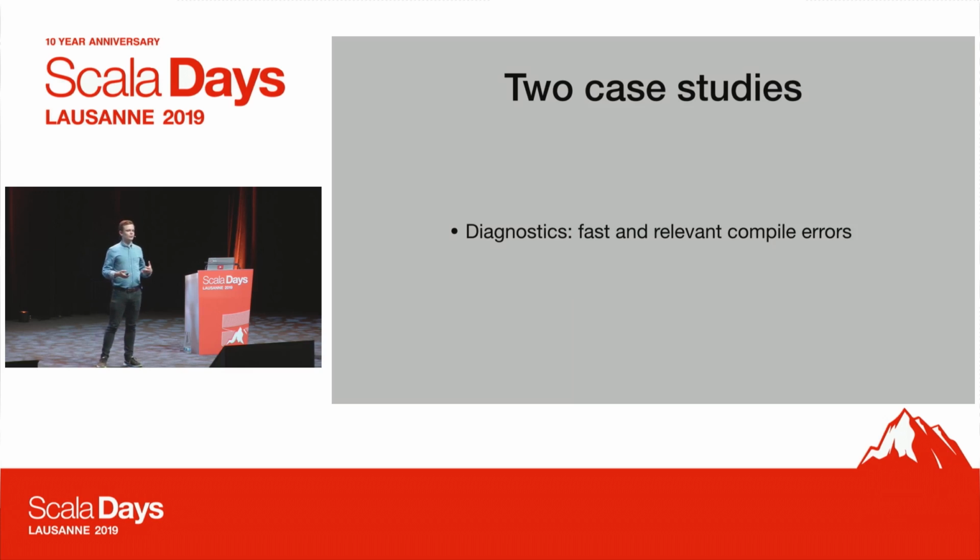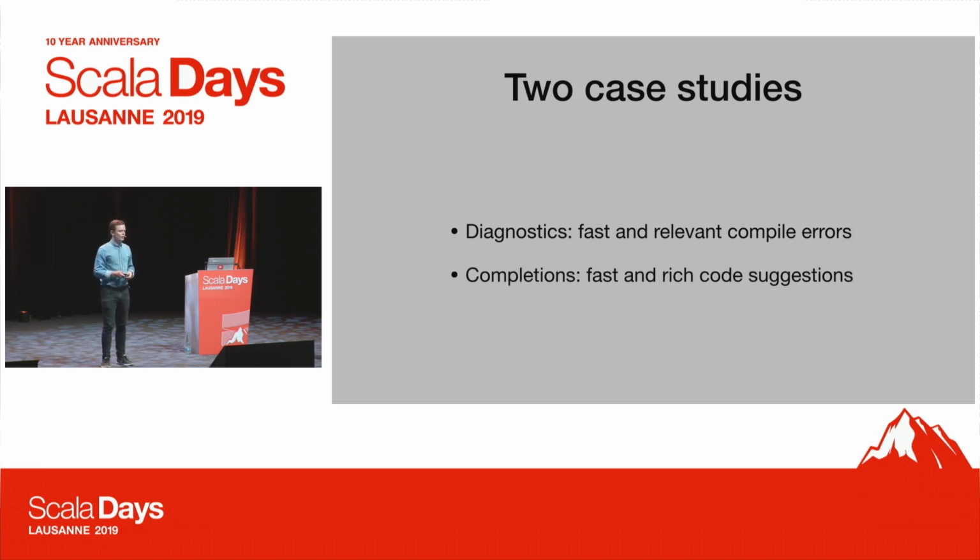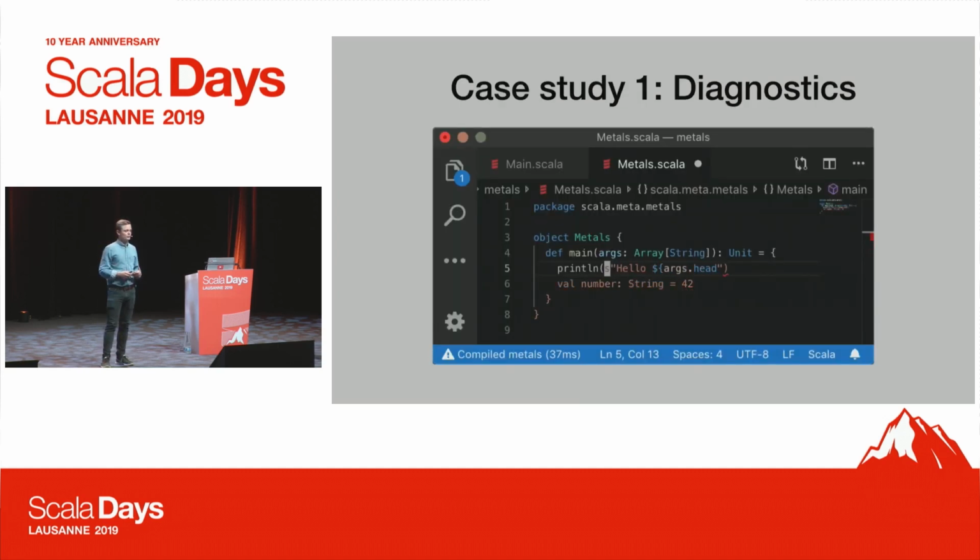So the first one that we struggled with, and that was the first feature that we had to implement, was diagnostics. And they are the red and the yellow warning squiggles telling you that you have an error. And the challenge here is to get them fast and have them relevant, like they should be helping you. And then the second case study will be doing completions. So also giving them with low latency, but also supporting them in a large number of positions. So let's start with the errors.